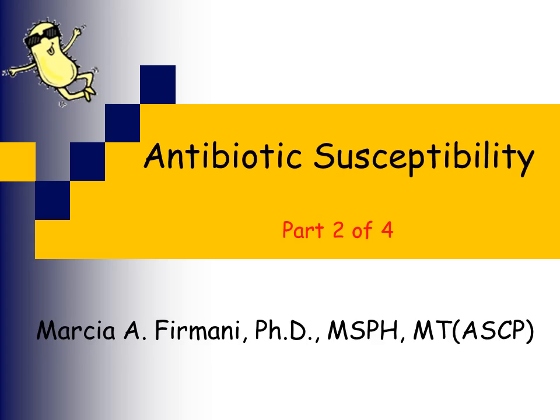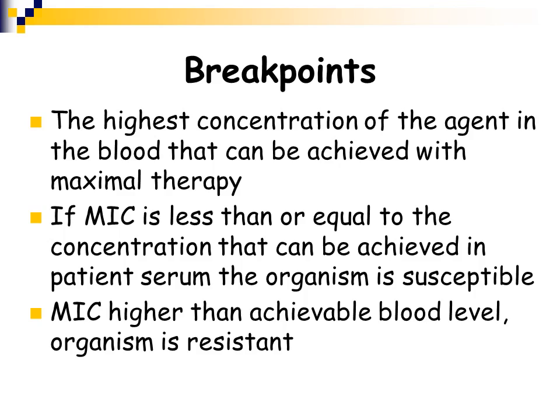So this is the second part of our antibiotic susceptibility lecture. We're going to discuss breakpoints, and a breakpoint is the highest concentration of the agent in the blood that can be achieved with maximal therapy. So if you think about when you take an antimicrobial agent, you ingest it, it's got to get into the bloodstream and get disseminated throughout your body so that it can work and fight the infection.